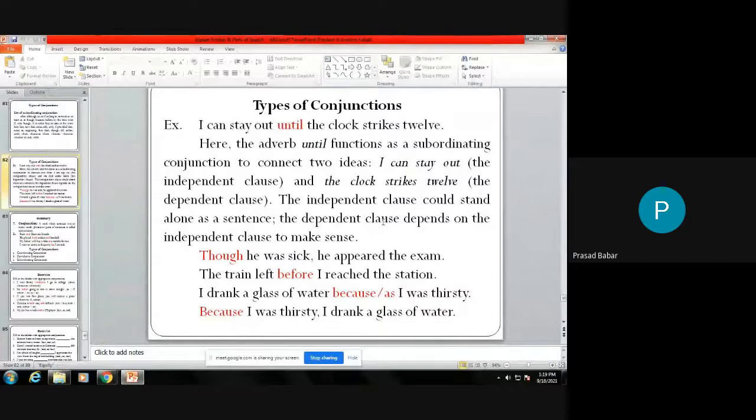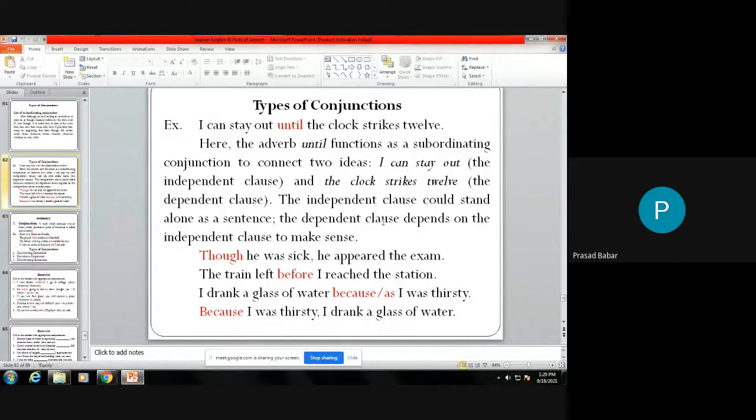I can stay out. This is one idea, or one sentence. And the clock strikes 12. This is the other idea, that is, the second idea. Okay. So I can stay out is the independent clause. Why is it independent? Because for its meaning it is not dependent on the other clause, that is, the clock strikes 12.